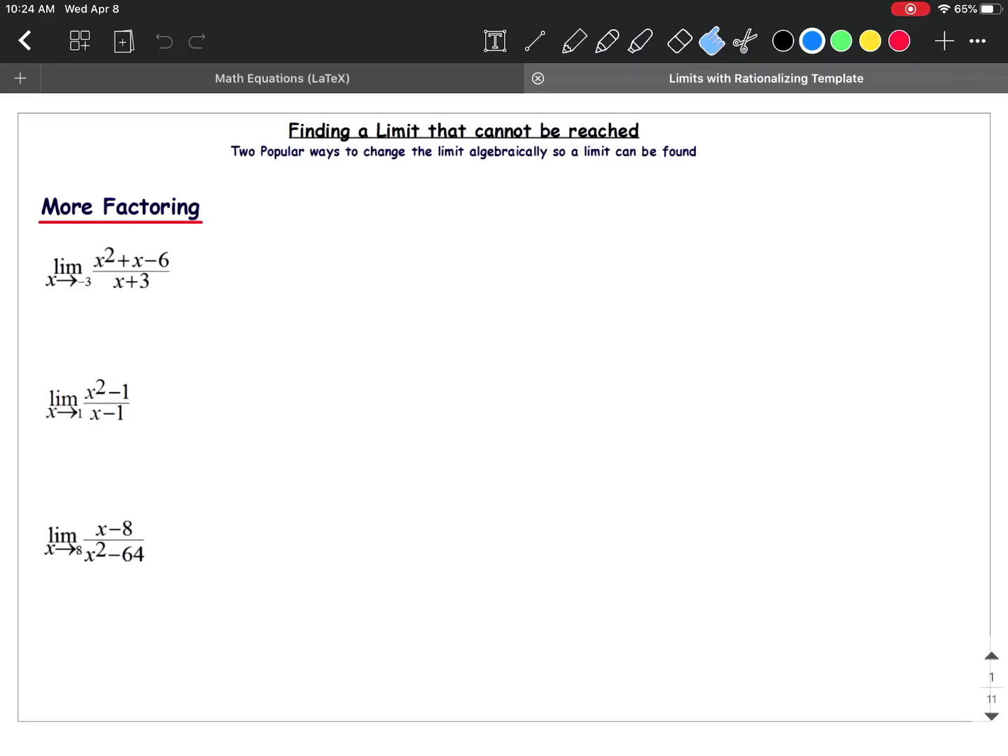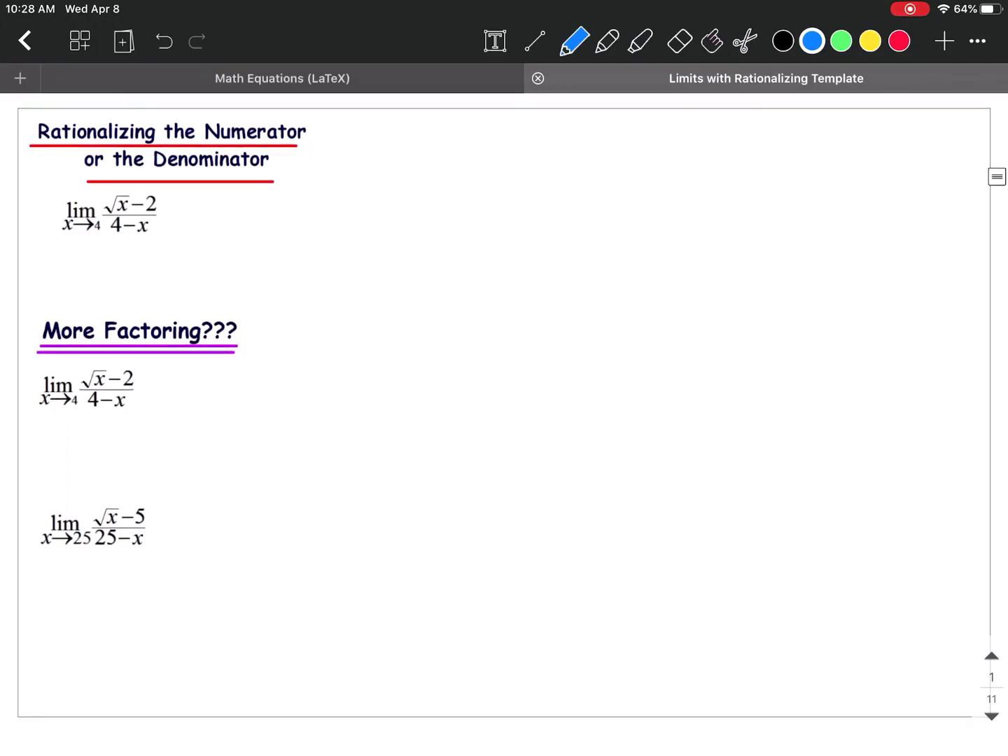Hi guys. Okay, so we're going to come back to doing some limits algebraically. So here, if we try to plug 4 into this equation for x, we're going to get 0 over 0 again.